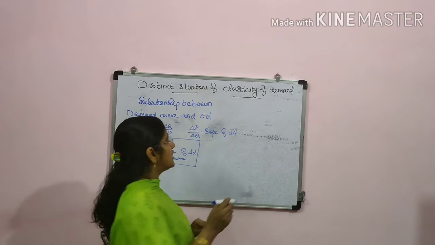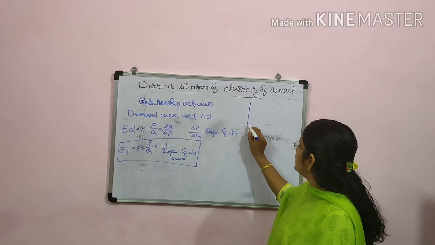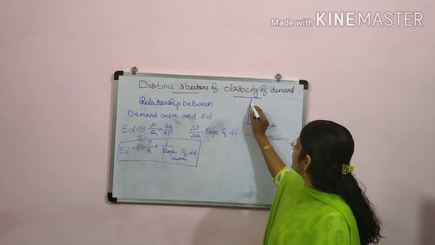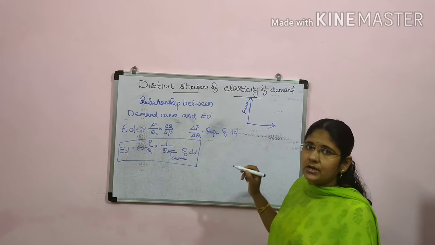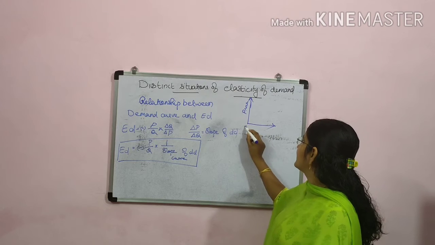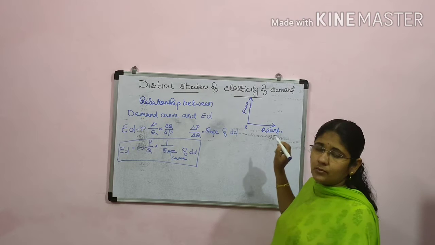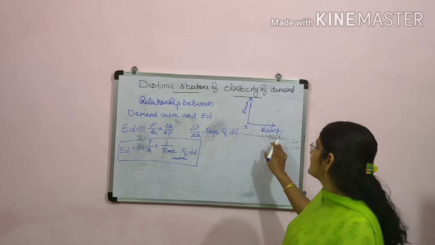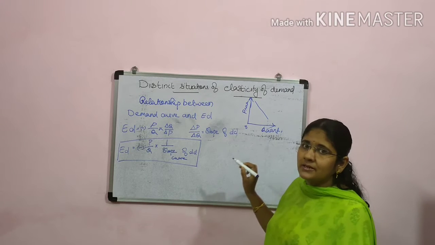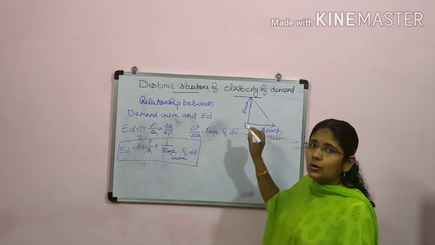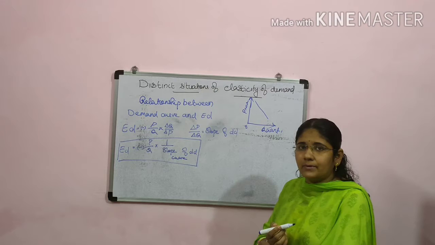All of you may be remembering once I explained about the slope of the demand curve. Here, the y-axis shows the price, and on the x-axis we represent the quantity demanded of the particular commodity. We assume it is a downward sloping curve, a downward straight line.